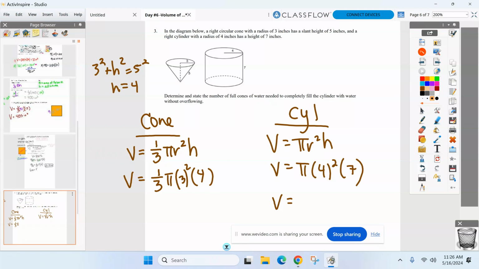I definitely did talk to you guys about when you have pi in your formula, you don't need to write out the full decimal. If you don't want, you can leave it in terms of pi. That's fine with me. I always write it out because that's how I roll.